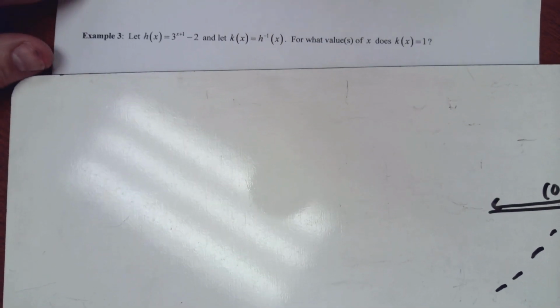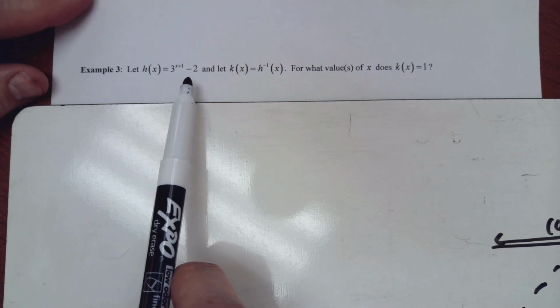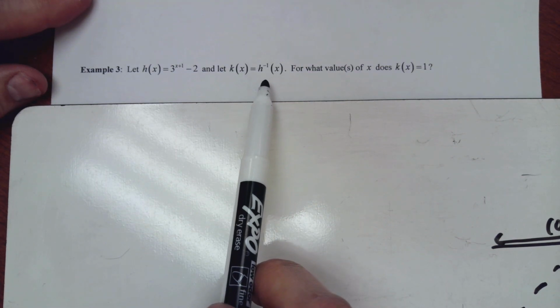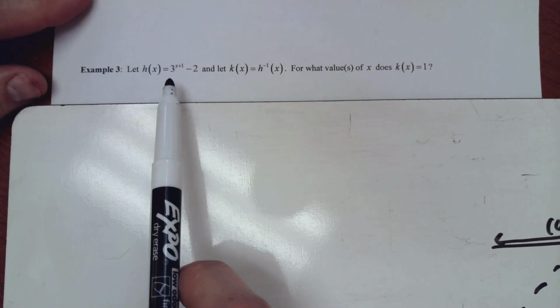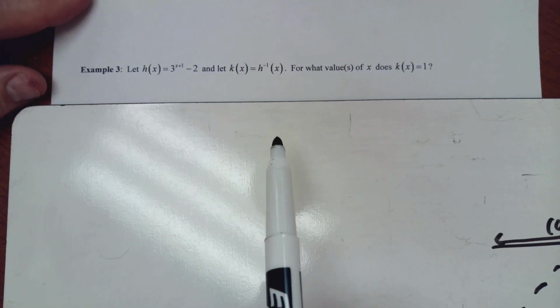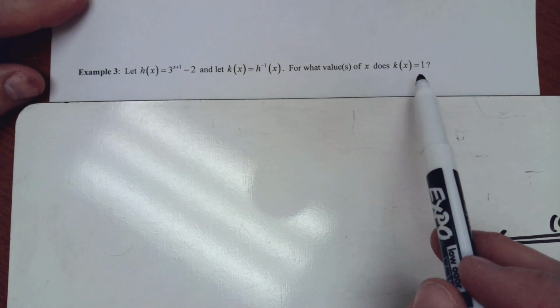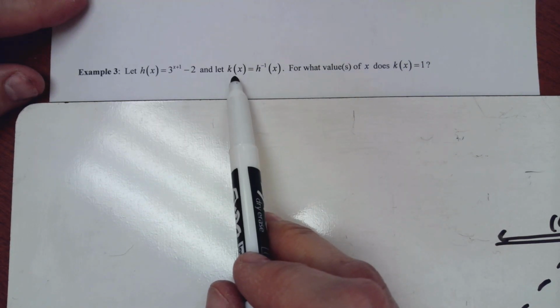So this last question here, it says h of x is this exponential function. k of x is the inverse of that. So you could go through the trouble of finding the inverse of this function, but you're going to see in a second, you don't really need to waste your time doing that to answer what's being asked. So basically it says, for what values of x does k of x equal 1? So I want to know basically when there's a 1 right here.